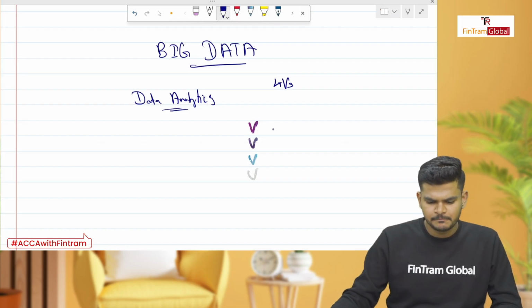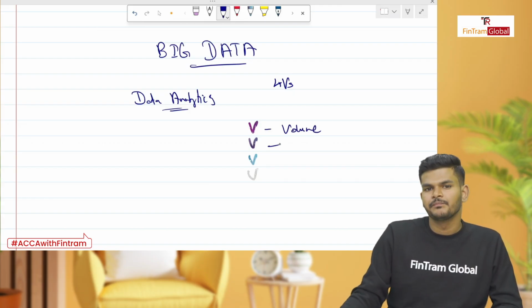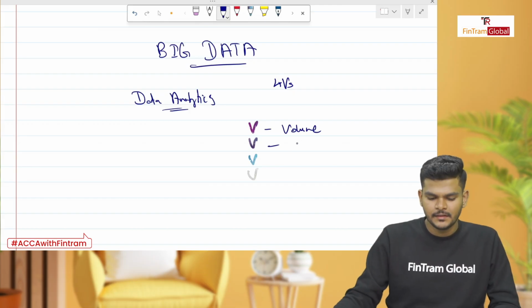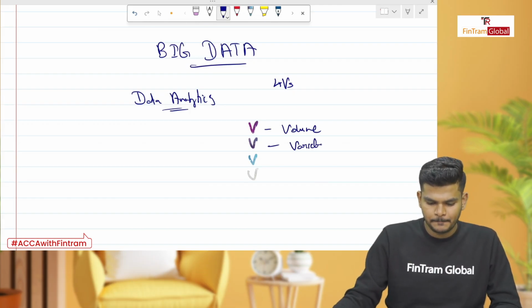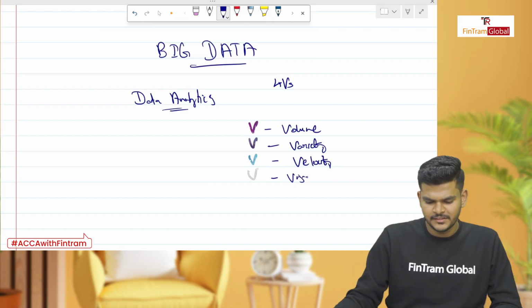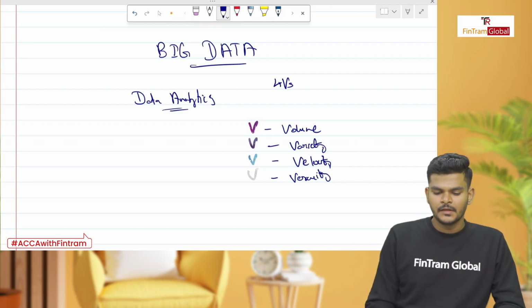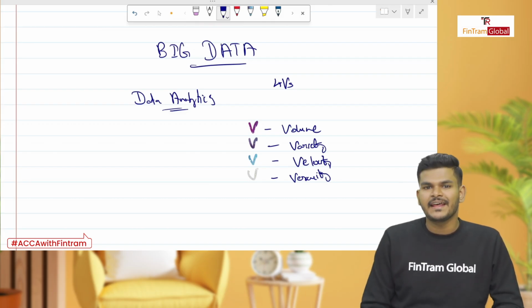My first V is what? Vishnu? No, not really, right? It's basically volume. My second V is variety. Third V is velocity. And what's the fourth V exactly? Vijay? No, not really. Veracity. Right? Volume, variety, velocity, and veracity.